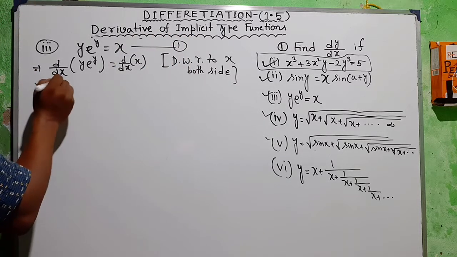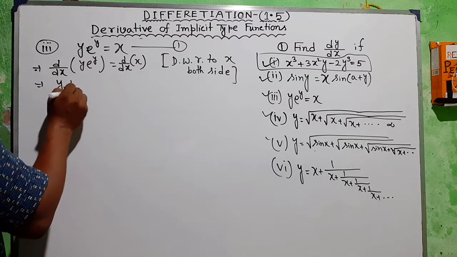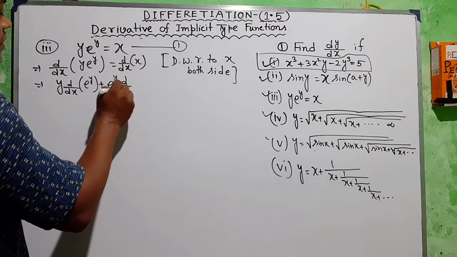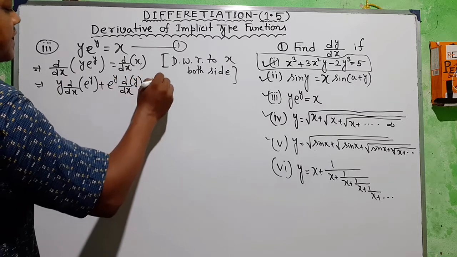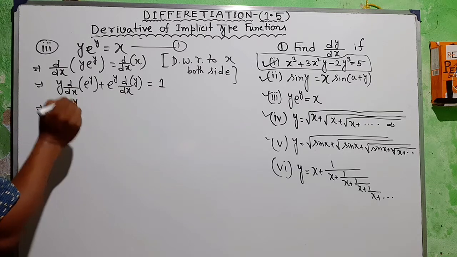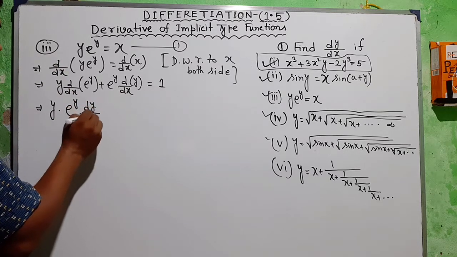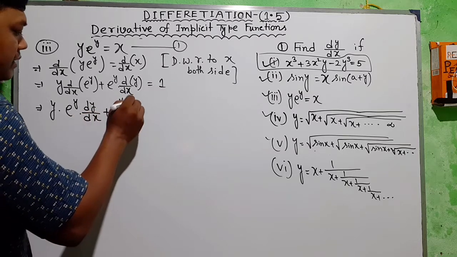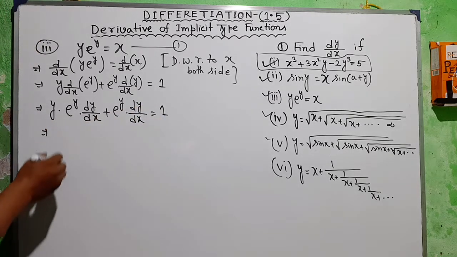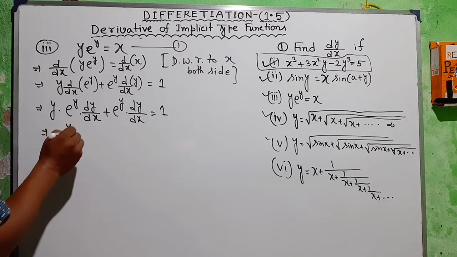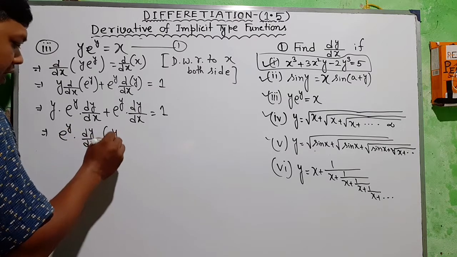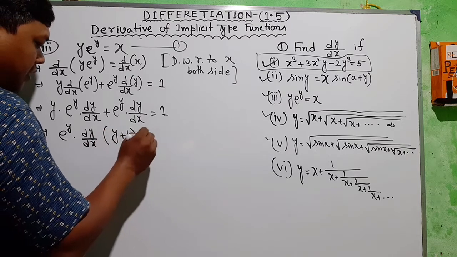Okay, so y into d/dx of e to the power y plus e to the power y into d/dx of y, and d/dx of x, that is 1. So y e to the power y, derivative of e to the power y into dy/dx, plus e to the power y into dy/dx equals 1. So e to the power y is the common part, dy/dx, that is (y plus 1) equals 1.